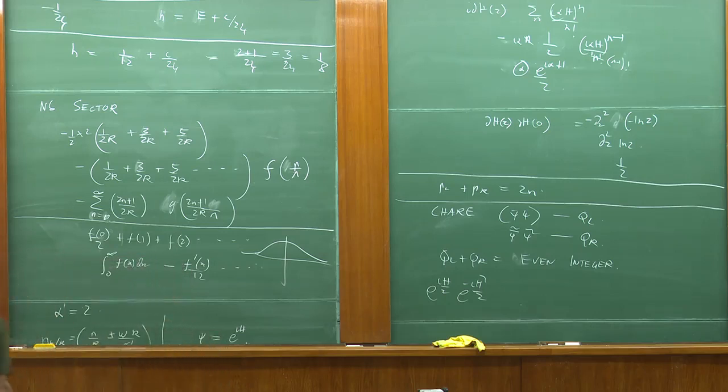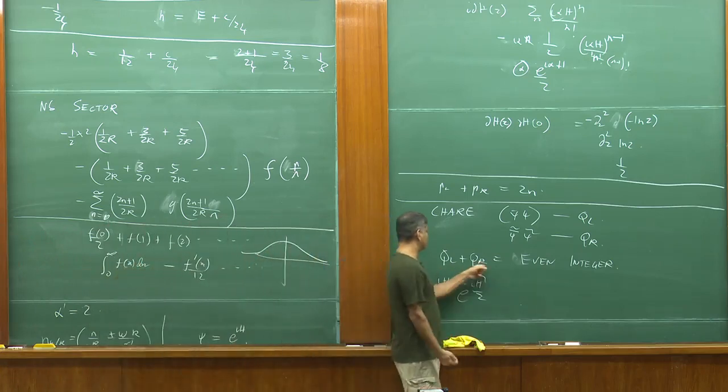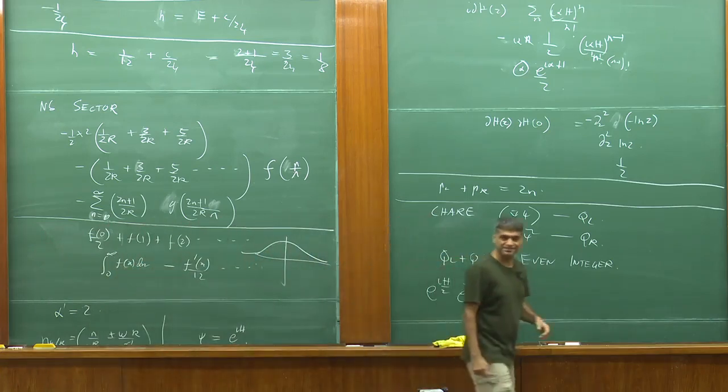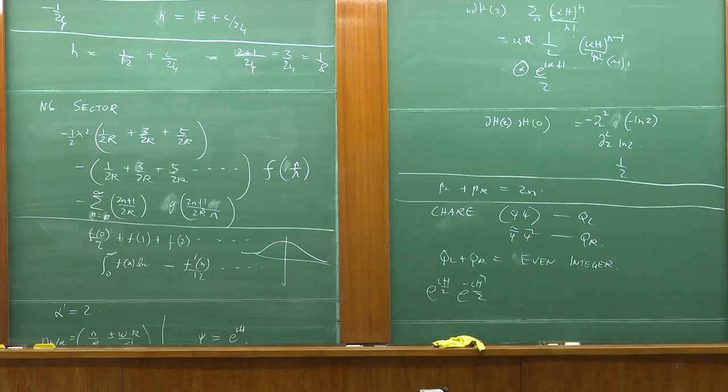Okay. Excellent. Now, what can we say about this charge q left plus q right? It's of course the current for that is psi bar psi. And psi carries charge 1 under this current. Psi bar carries charge minus 1. Psi tilde carries charge 1. And psi tilde bar carries charge minus 1.